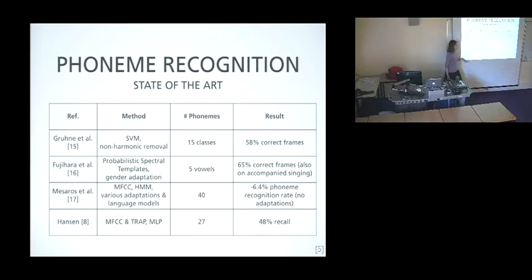But then some people reduced it down to 27, and some people just looked at vowels, or just like 15 general classes of phonemes, which of course makes it very hard to compare. And on top of that, people also use different evaluation measures for all of this.